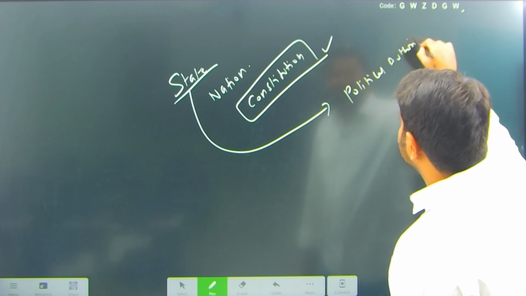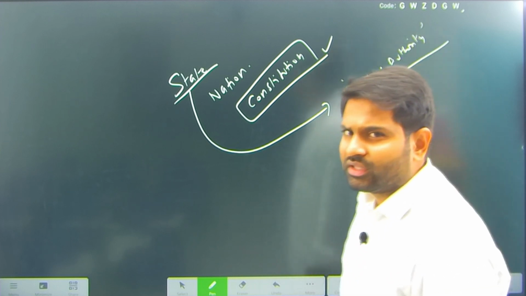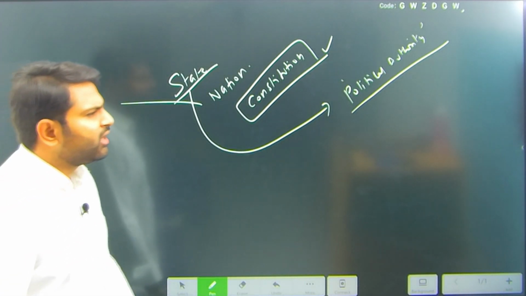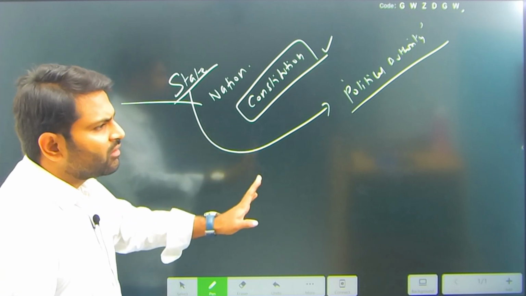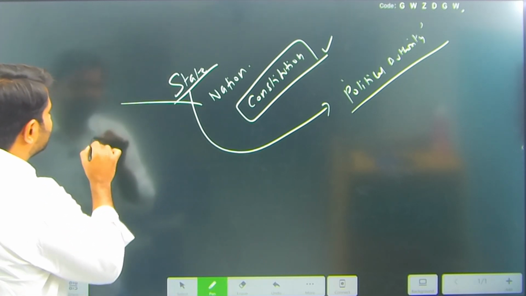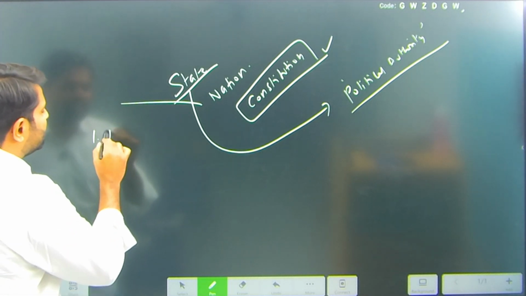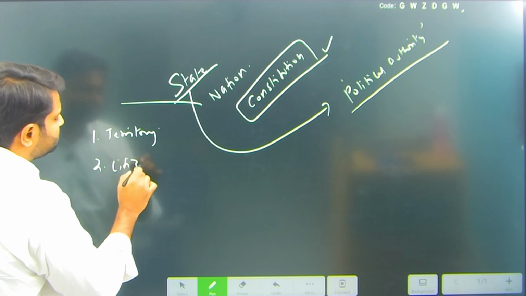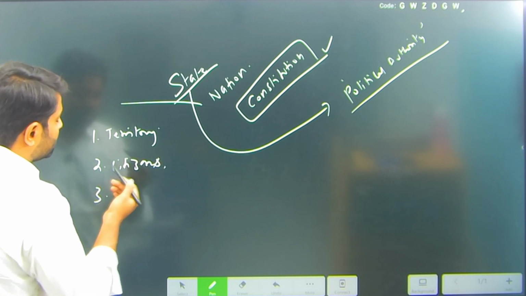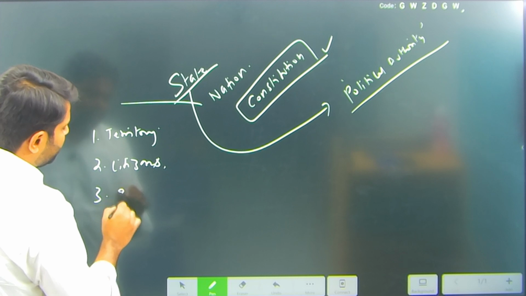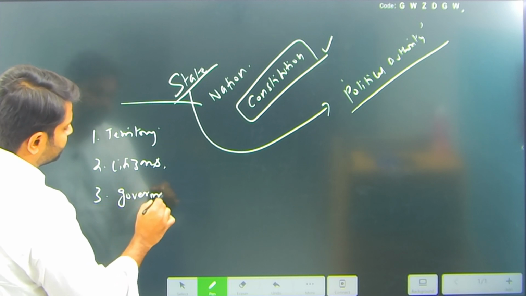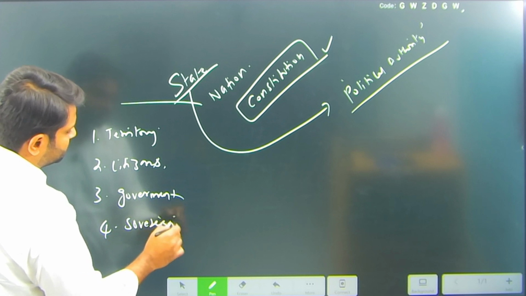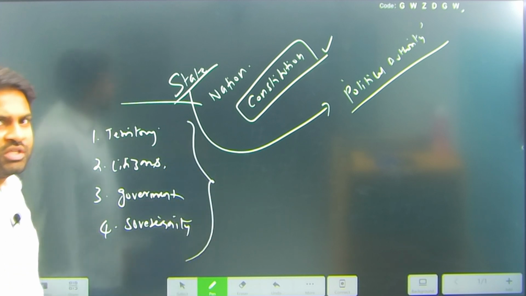Why am I telling you this? I want to link this with the constitution. What are the features of state? Although I am not going to identify the differences between state and nation, here I am going to identify the features. For any particular state, we need to have territory, we need to have citizens, we need to have government, we need to have sovereignty. Okay? So this is what we need to understand.